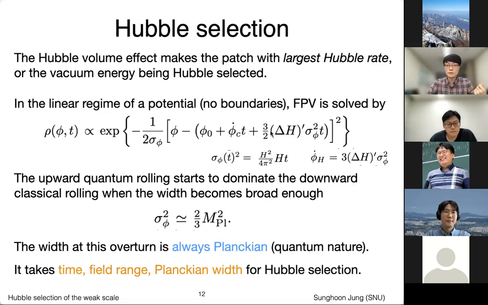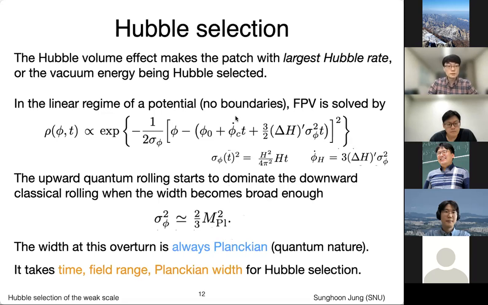When we equate these two contributions, we get this result. Irrespective of the potential shape or potential slope, when the width is about the Planckian, Hubble selection always starts to operate and the global distribution always climbs up the potential. And being Planckian means it's a quantum nature. Okay.